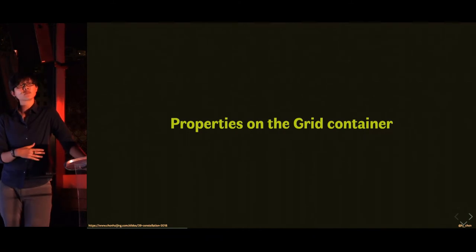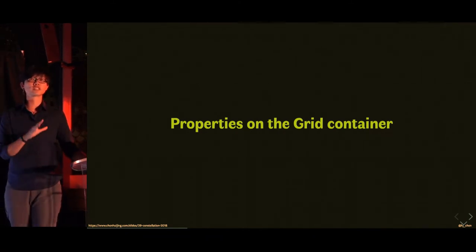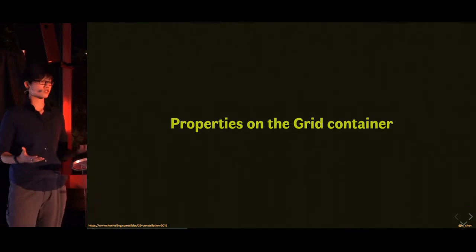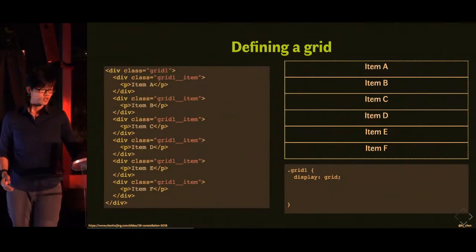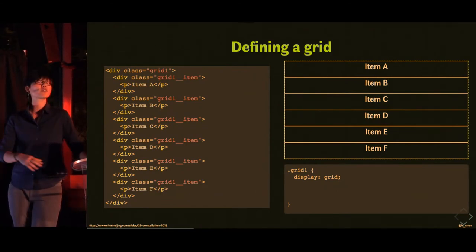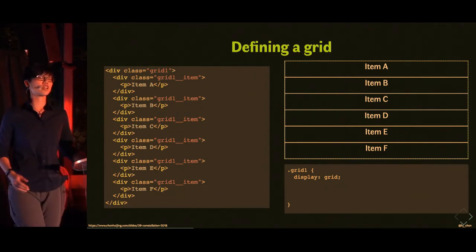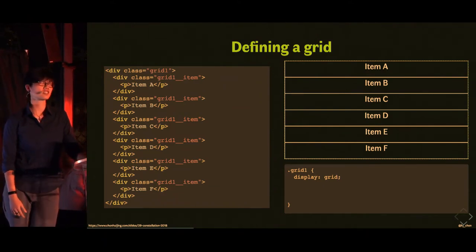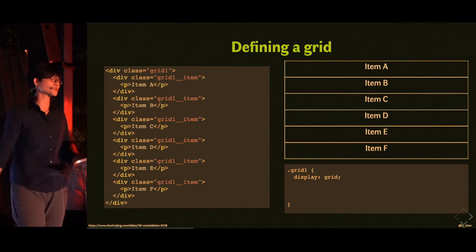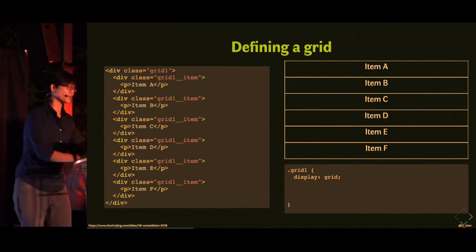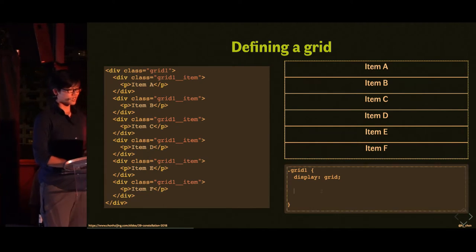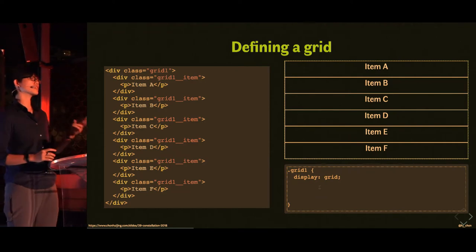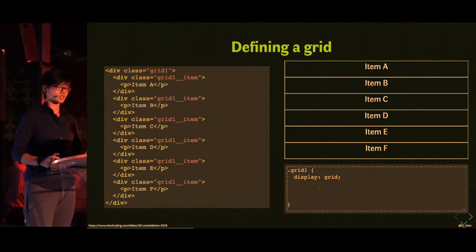So we'll first talk about some properties that apply onto the grid container. This is what defines the structure and sizing of the different tracks of your grid. Some people who have been reluctant to pick up CSS Grid have often mentioned that CSS Grid seems so complicated, there are so many properties, so they'll just use Bootstrap because Bootstrap is the best. Well, I'm here to tell you that you don't have to know all the properties to start using grid. In fact, you only need to know two properties to start using grid.